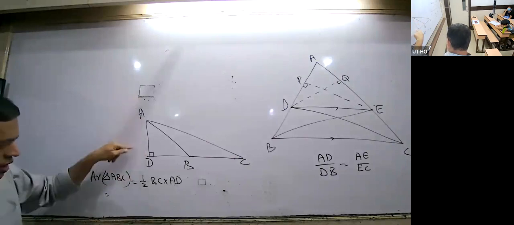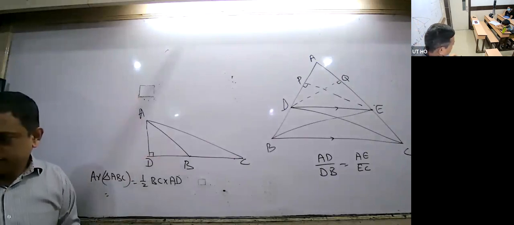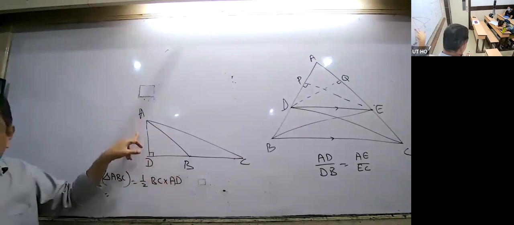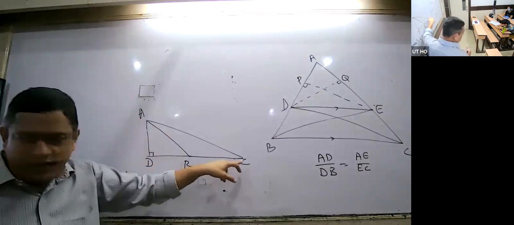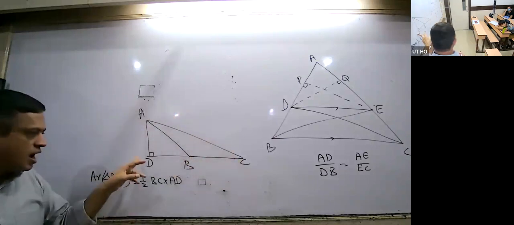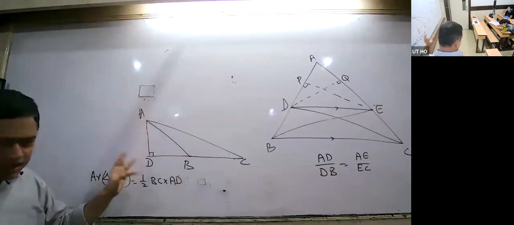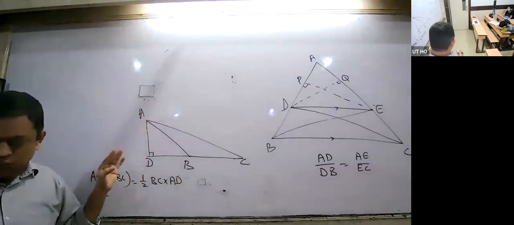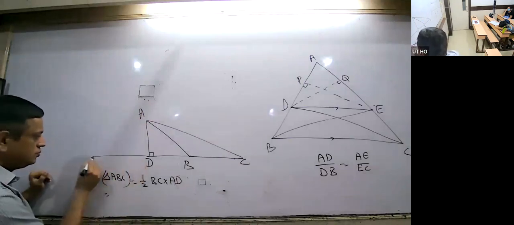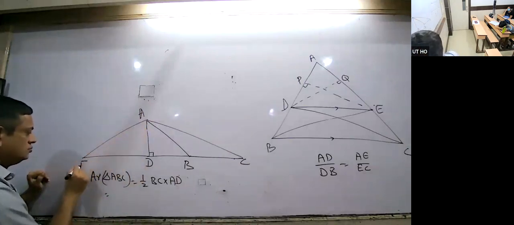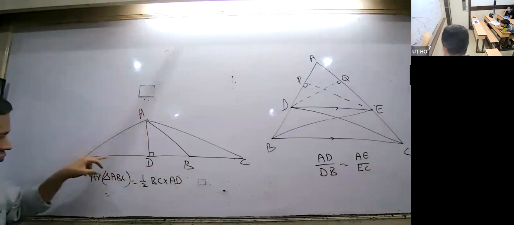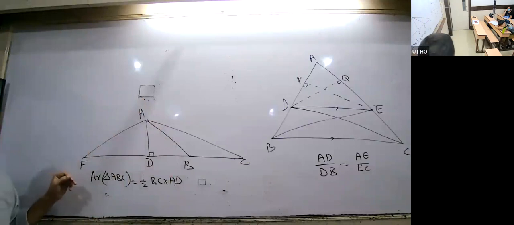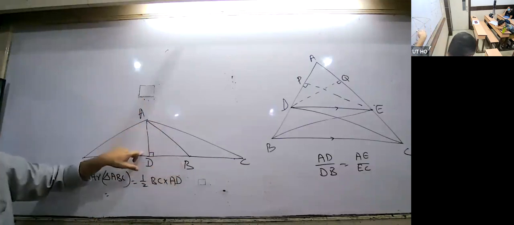What is the area of triangle ADB? Half into base into height. Half into BD into AD. What is the area of triangle ADC? Half into DC into AD. Are you followed? Height is same. If I extend this over here, what is the area of triangle AFB? Half into FB into AD.